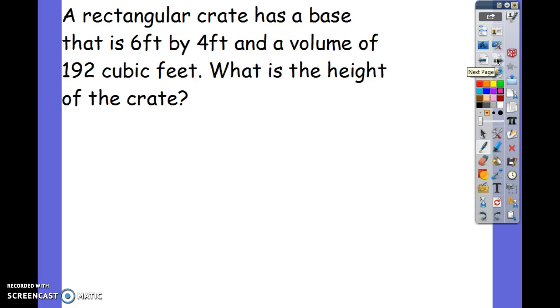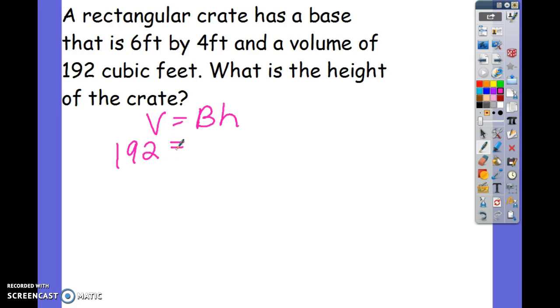A rectangular crate has a base that is 6 feet by 4 feet and a volume of 192 cubic feet. What is the height of the crate? So the first thing we're going to need to do is to write our formula. Volume is equal to the area of the base times the height of the prism. In this problem, we are given the volume. The volume is 192 cubic feet. So we are going to need to find the missing piece.